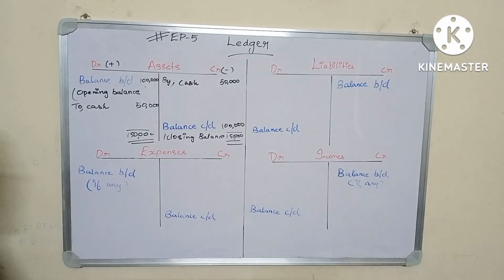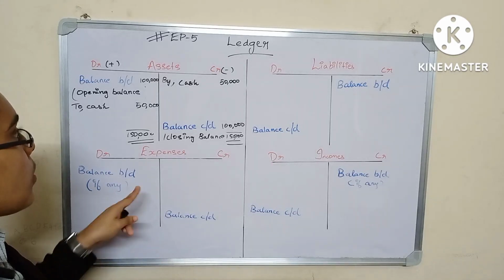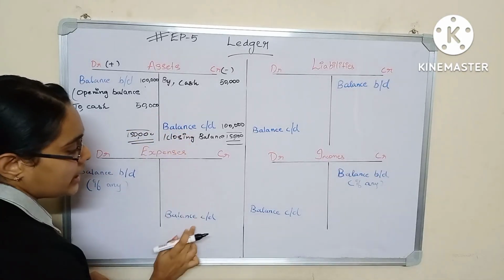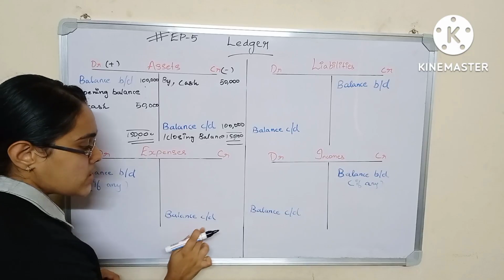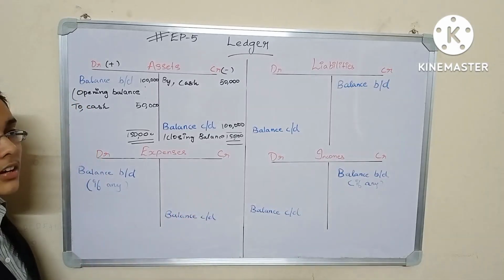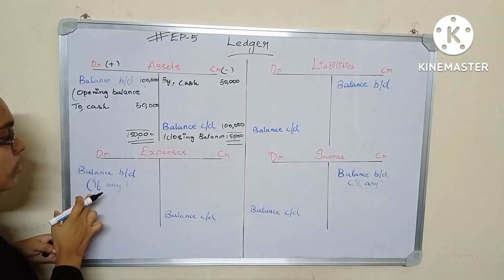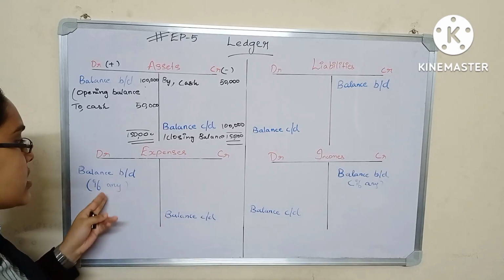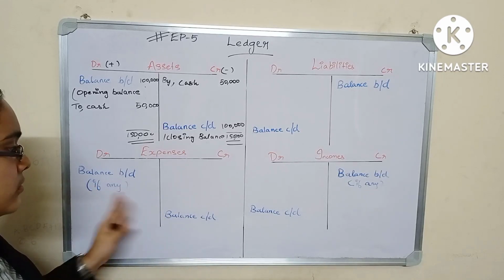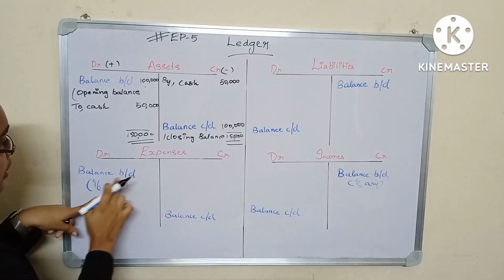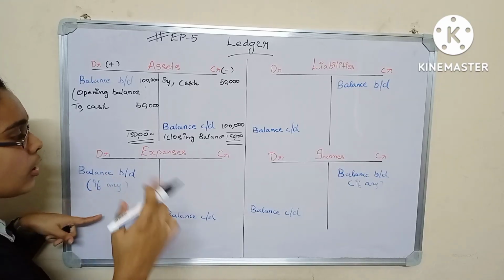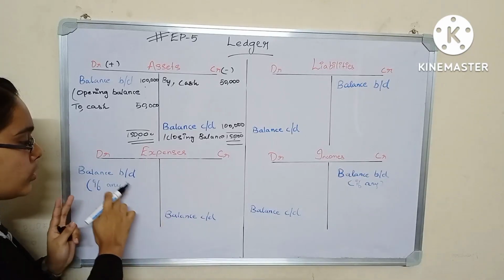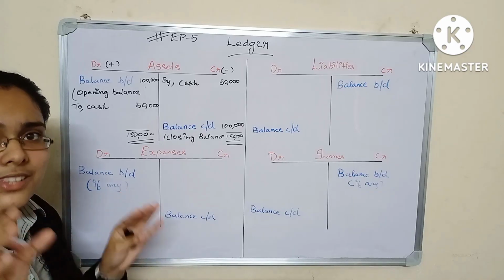Now let us move on to expenses. Expenses are also of the nature of assets. Always the closing balance will come on the credit side. And if you have any opening balance, that will appear on the debit side. Usually you will not get such a question, but if you have, you will write it on the debit side. It should come opposite. If the opening balance is on the debit side, then automatically the closing balance will appear on the credit side, and vice versa. Both will not come on the same side.